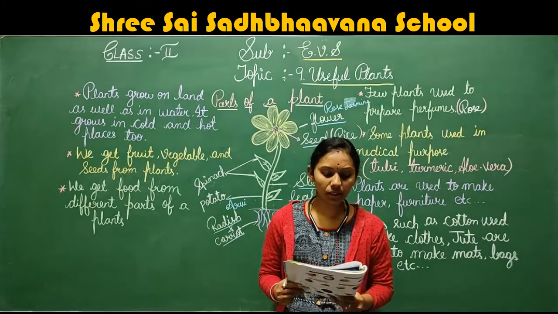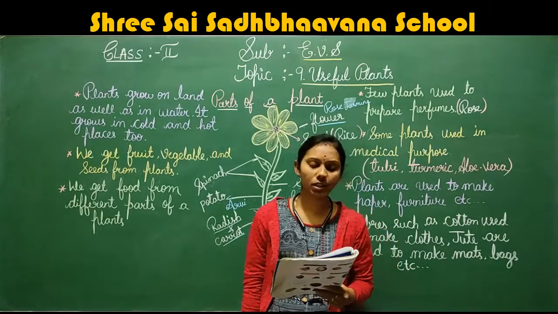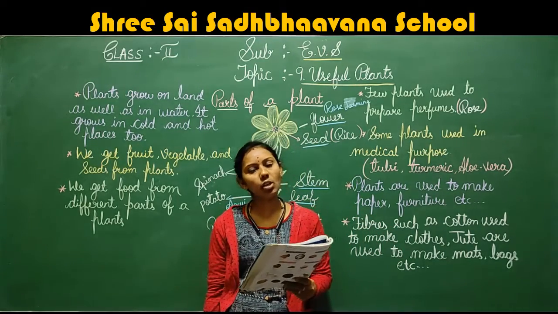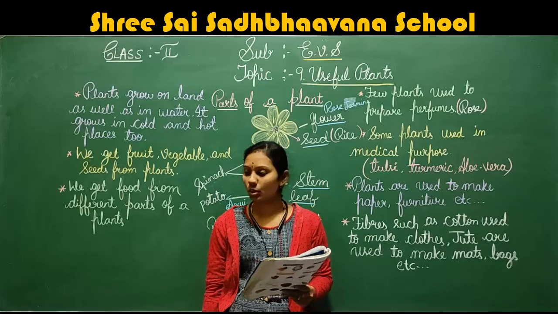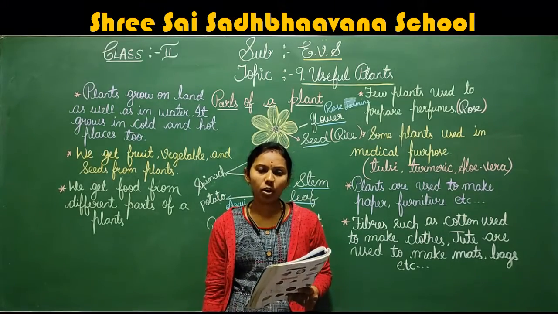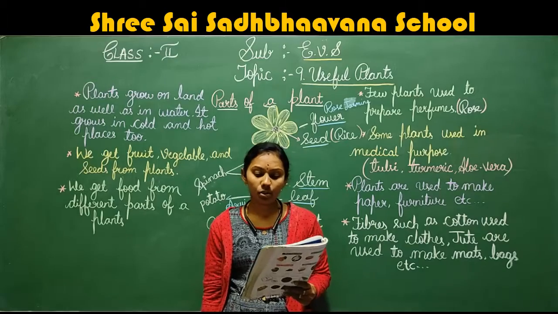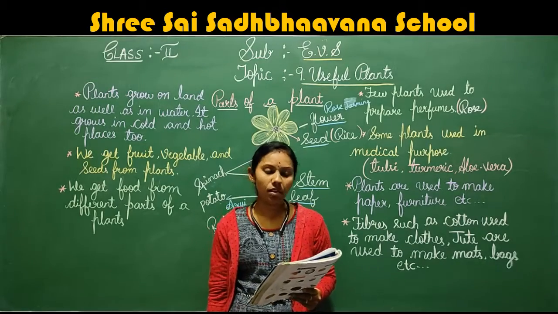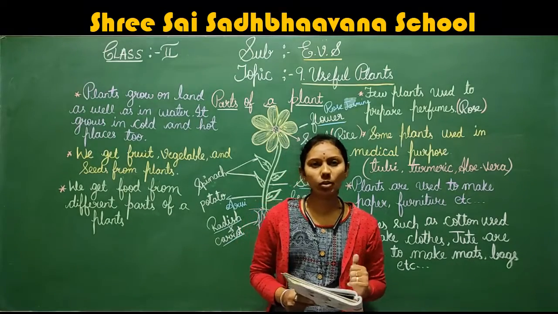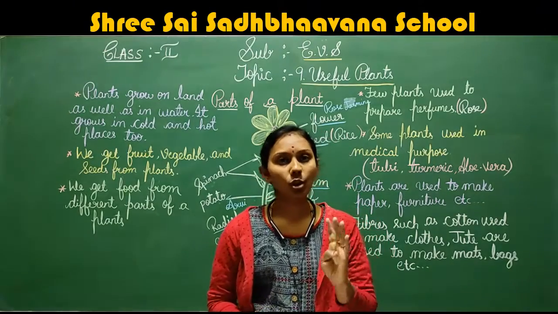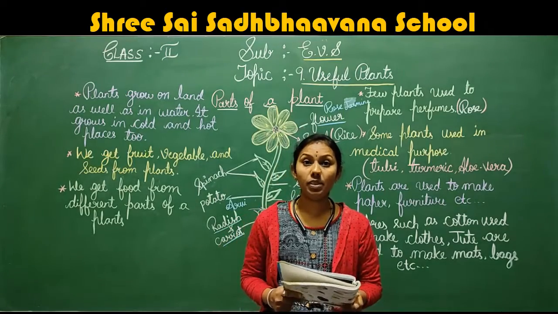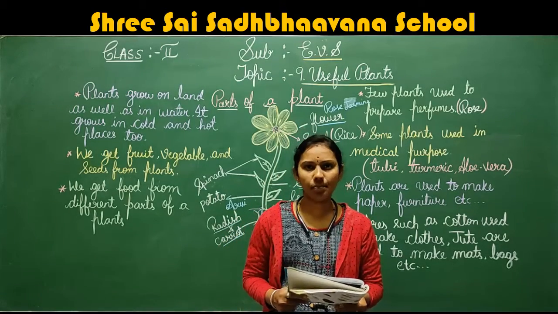Now they are saying that plants are going to give us the fibers. Fibers are used to make cloth, clothes, then mats, whatever you are using in the home. So the mats, ropes and sacks are all made from cotton and jute. Cotton and jute are the main fibers we can see, which we get from the plants.